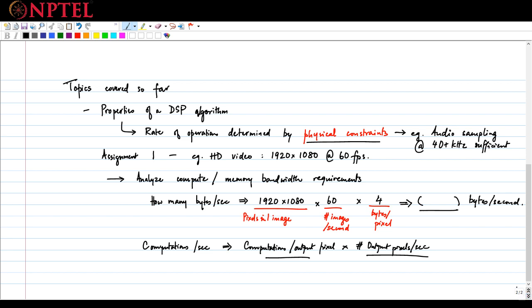Good. So the main point that I wanted to make over here was that there are some fundamental properties of DSP algorithms, and the analysis of computation and memory bandwidth can be done without really knowing anything much about the architectures or how to go about doing this mapping. This is primarily common sense. Okay.